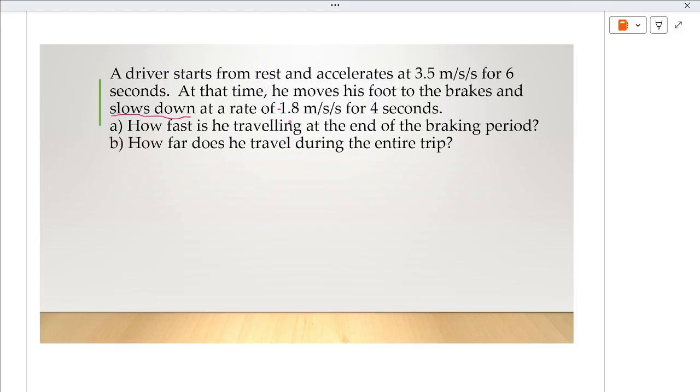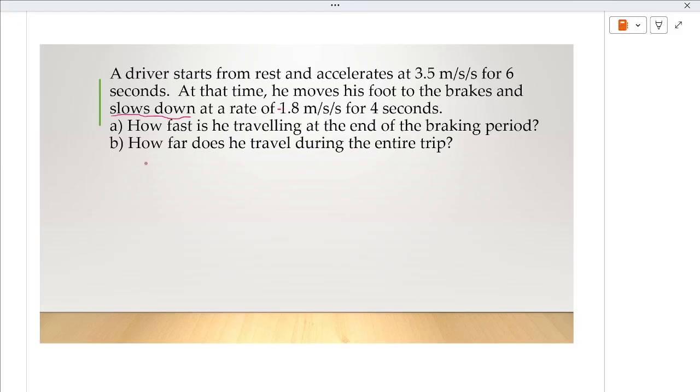So the question is, what do we do for that? Do we add them together and solve it as one thing? Do we average them? How do we work that? The key is we're going to have to work it in two parts. We have to work the gas pedal part and the brake pedal part separately, and then we'll be good.